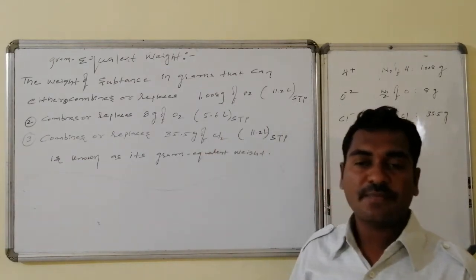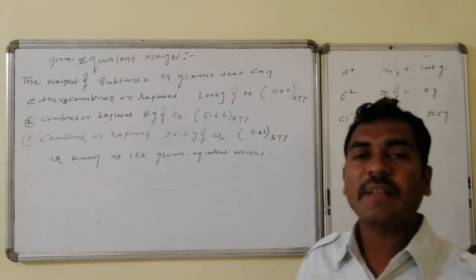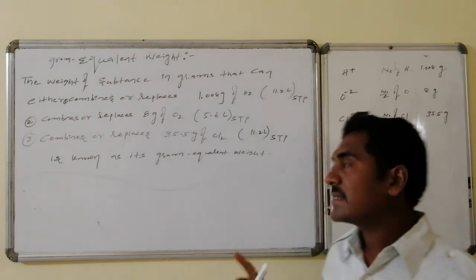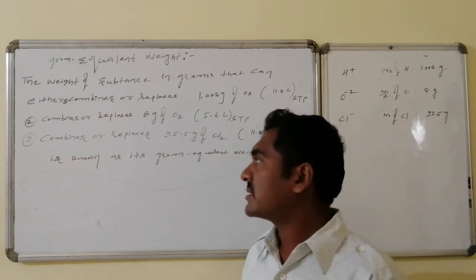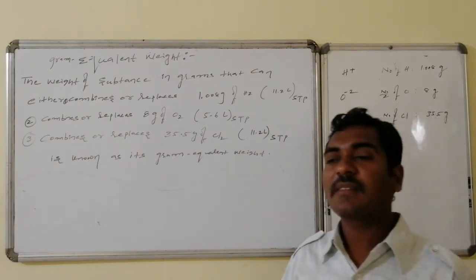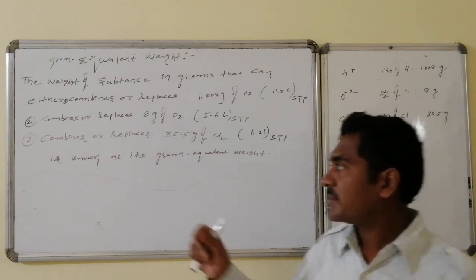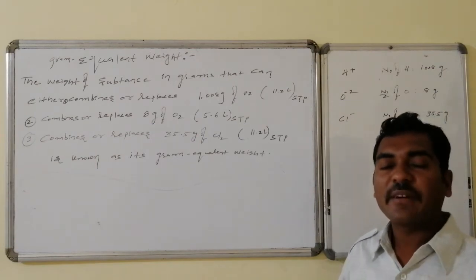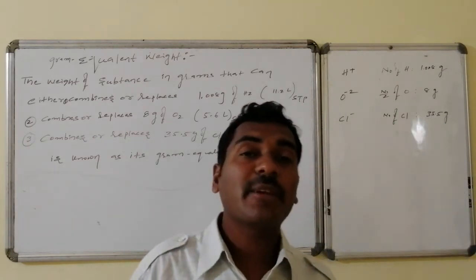The weight of a substance in grams that can either combine with or replace 1.008 grams of hydrogen, whereas in terms of volume, that is 11.2 liters of hydrogen gas under STP conditions. Similarly, with respect to oxygen, that which can combine with or replace 8 grams of oxygen, that is 5.6 liters of oxygen under STP conditions, or with respect to chlorine, that which can combine with or replace 35.5 grams of chlorine, that is 11.2 liters of chlorine gas under STP conditions, is known as its corresponding gram equivalent weight.